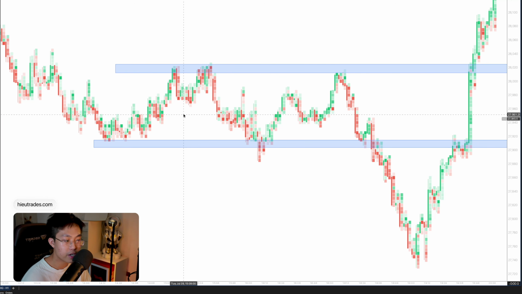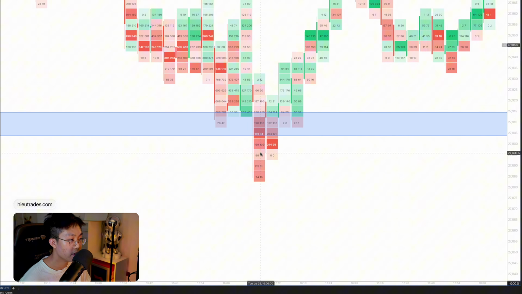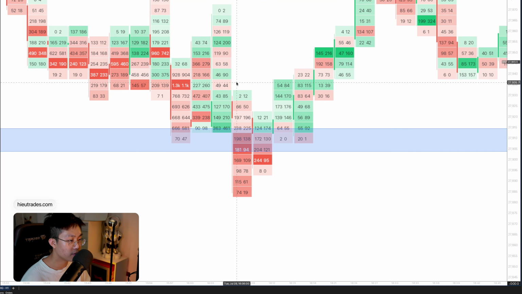How do you identify a range low and a range high? When you have passive protection. What do I mean by passive protection? Here, you have large aggressive selling, right?